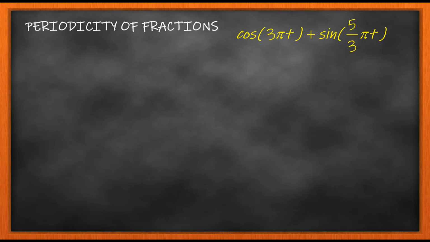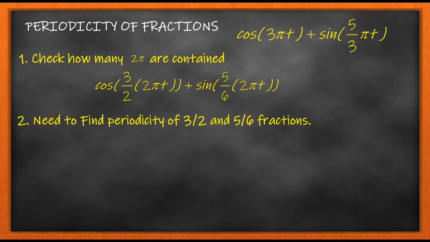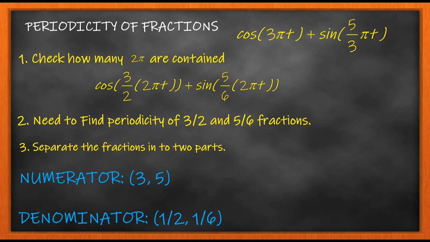Now let's take a look at periodicity of fractions, which is the next category. In this case, the first step is the same, where you find how many 2 pi's are contained. So here we are looking at 3 by 2 and 5 by 6 2 pi's. We are looking at the fractions 3 by 2 and 5 by 6, for which we need to find the combined period. So how do we do that? The first step is to separate these fractions into numerator and denominator.